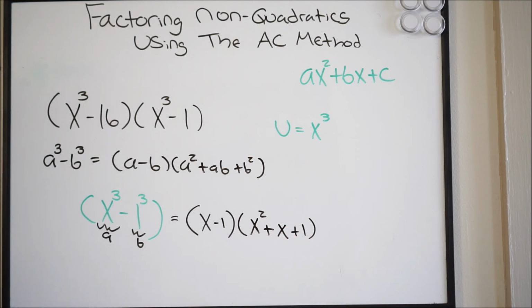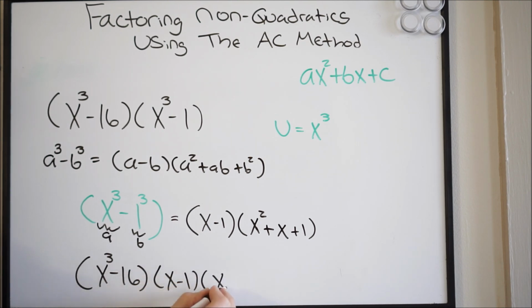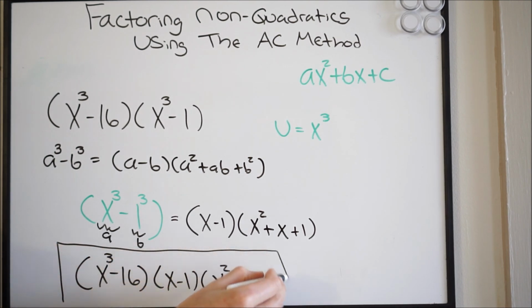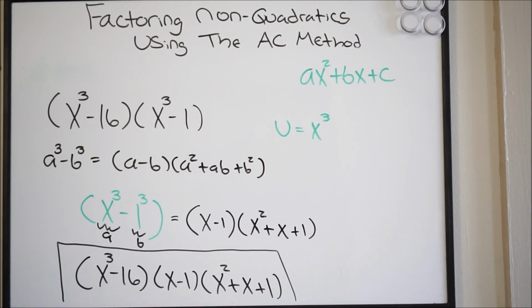Now, knowing that, we can write the complete factorization. Our final answer is going to be x to the third power minus 16, and then what we just expanded out: x minus 1, and then x squared plus x plus 1. And that is going to be your final answer. So that is how we can use the AC method to factor non-quadratics.